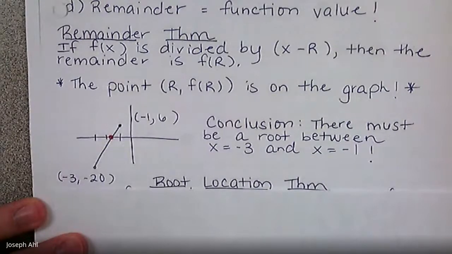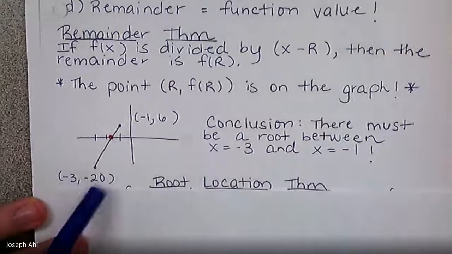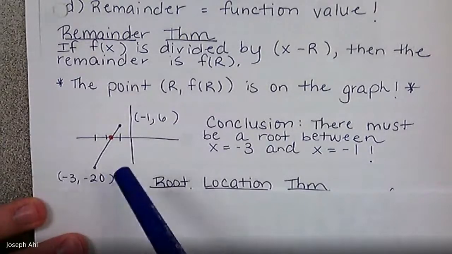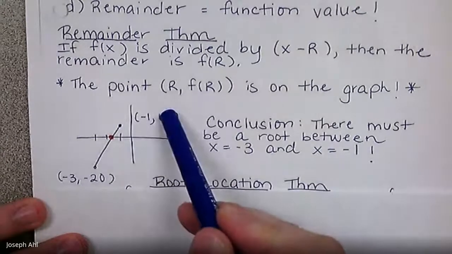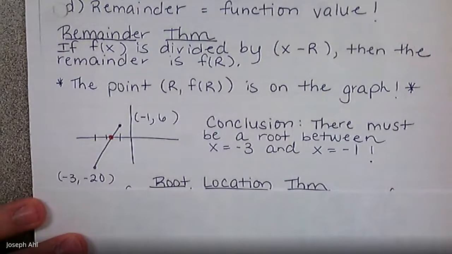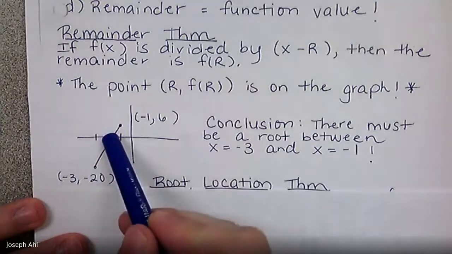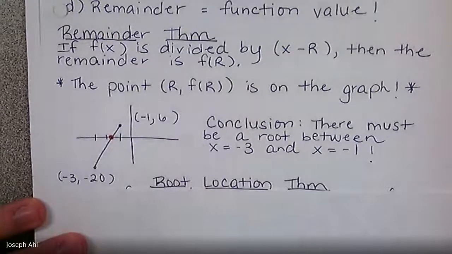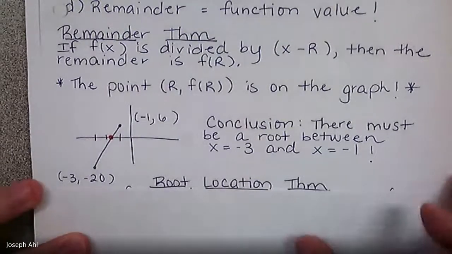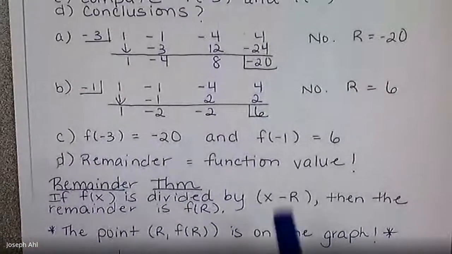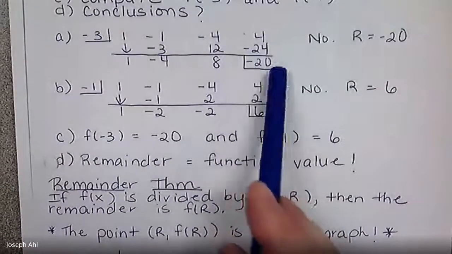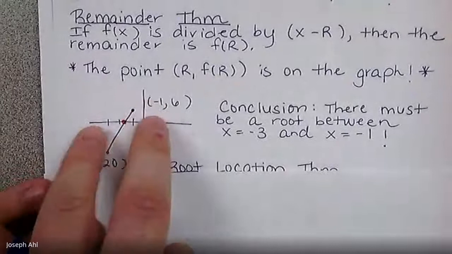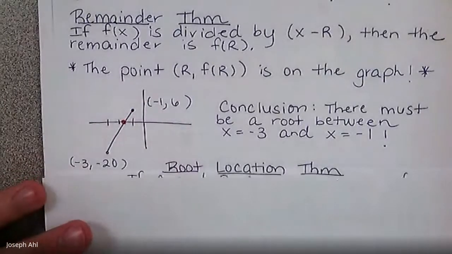So not only is this remainder theorem kind of nice in terms of knowing that there are y values on the function, but the other major conclusion out of today is that when you see the y value go from a negative to a positive, or vice versa, from positive to negative, I know that there has to be a root somewhere in between x equals -3 and x equals -1. We have to cross the x-axis. So when we're doing synthetic division, if I see a sign change like that, from a negative remainder to a positive remainder, the implication is we're going from a negative y value to a positive y value, which means that there's a root in between. And that is known as the root location theorem.